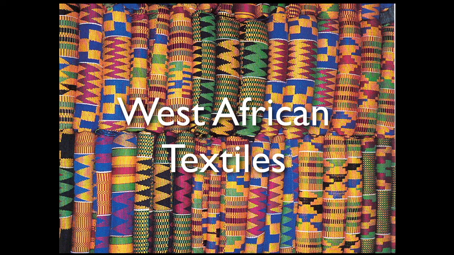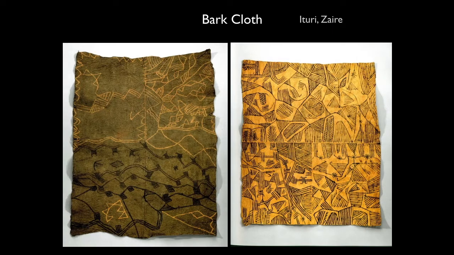and ideas. To begin with, let's just look at a variety of different kinds of textiles from different parts of Africa. Here in West Africa, this is Central Africa, Zaire, or the Central African Congo. Here, the Ituri, who are people who live deep in the jungle, maintain a very basic subsistence kind of hunter-gatherer existence in the jungle.